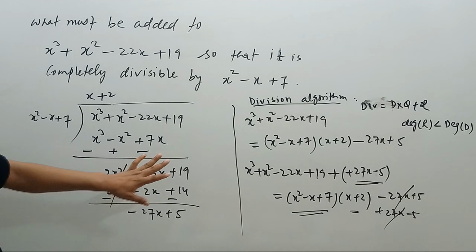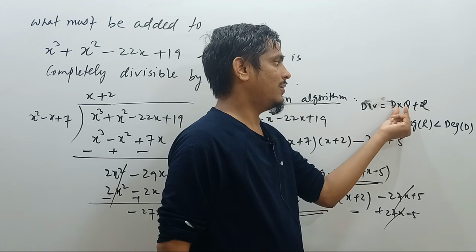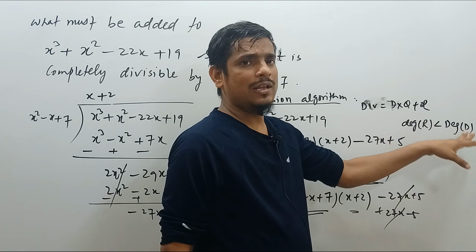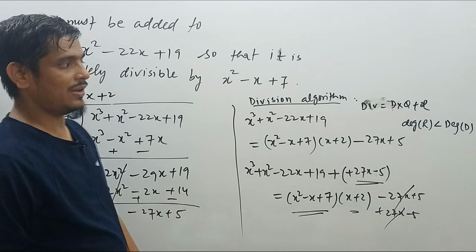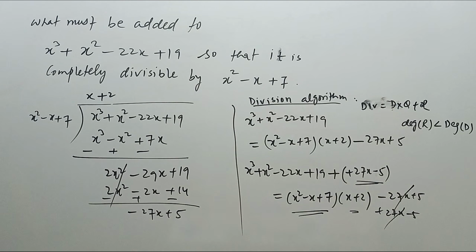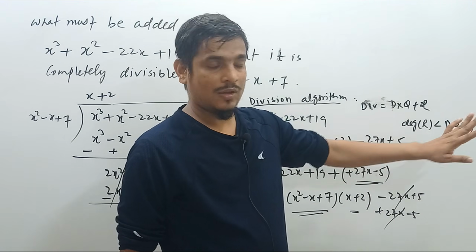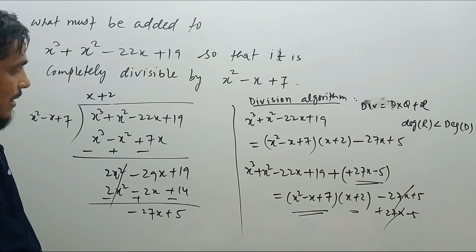So these things need to be remembered. Dividend is equal to divisor times quotient plus remainder, where the degree of the remainder will be less than the degree of the divisor. This is a very important result. Most of the questions that we are going to do will depend on this result, the division algorithm. Okay, so let's see another example.